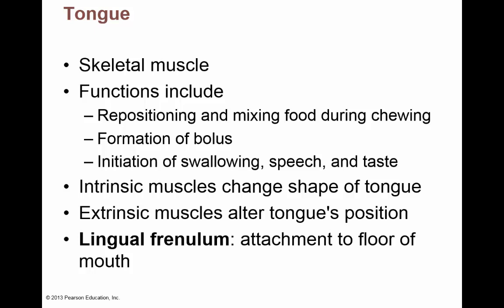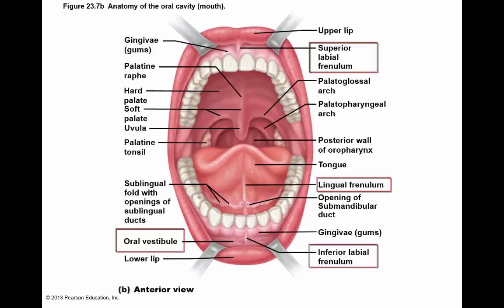And then we have the lingual frenulum, another frenulum for attachment. It attaches the tongue to the floor of the mouth. If we go back here, there's that lingual frenulum. So what does ling mean? Tongue. So it's lingual frenulum.